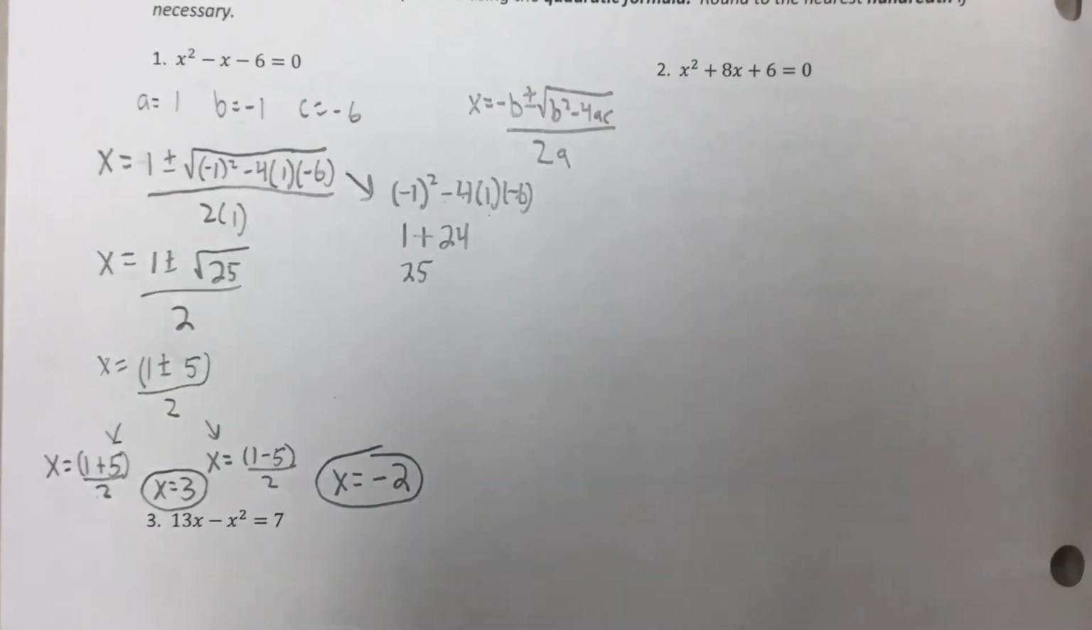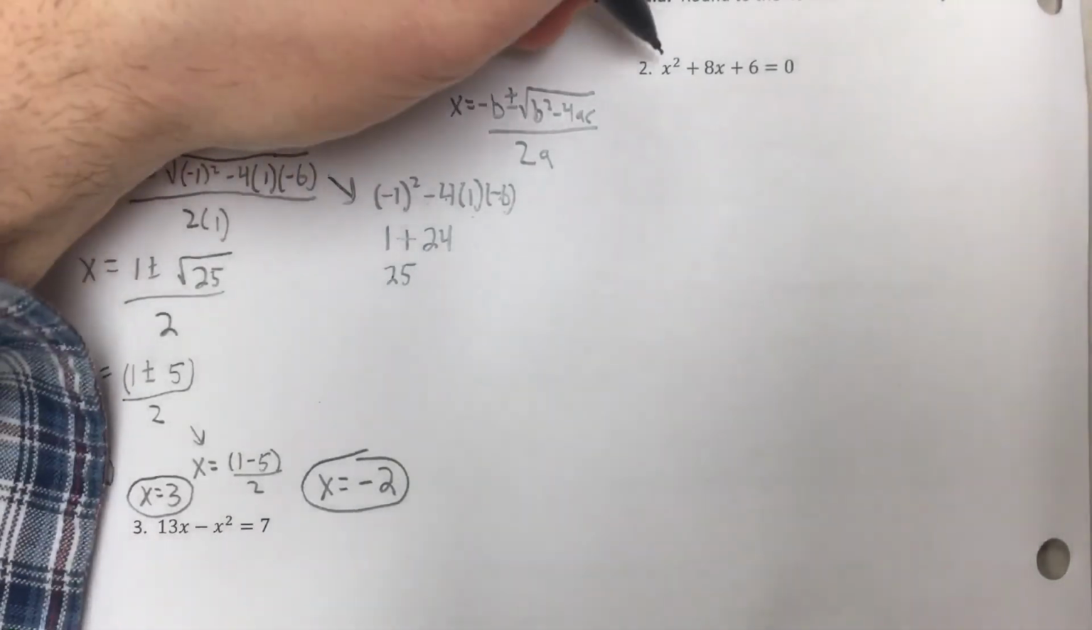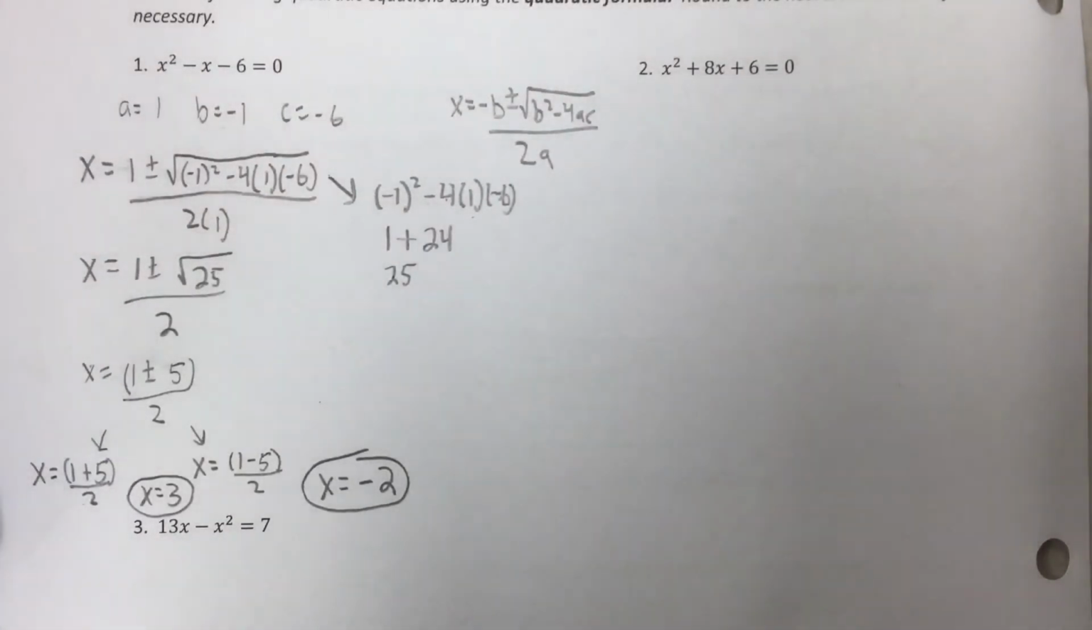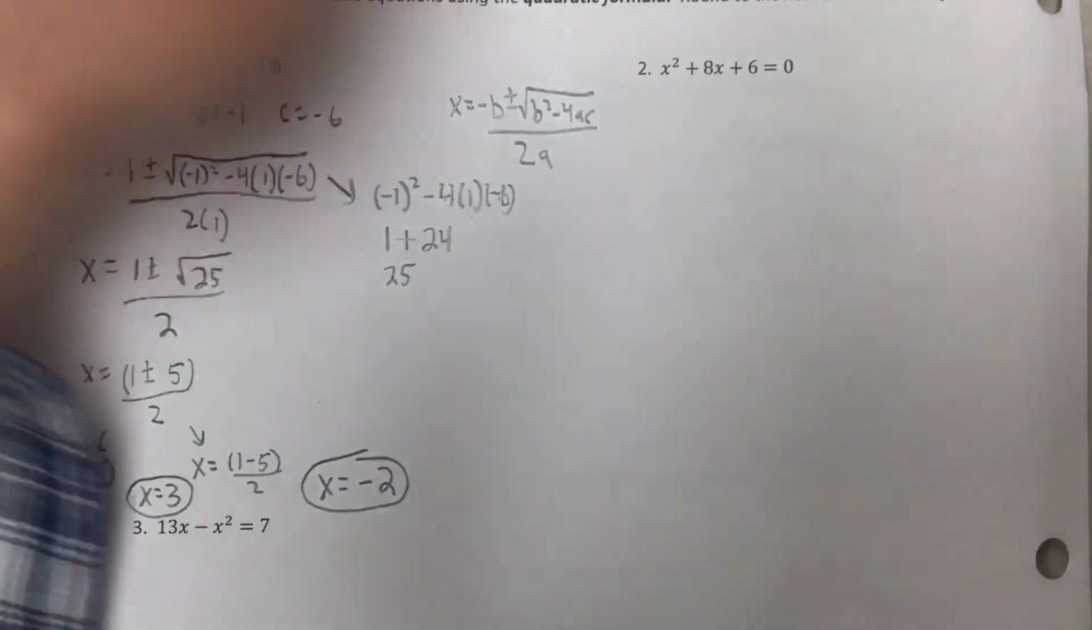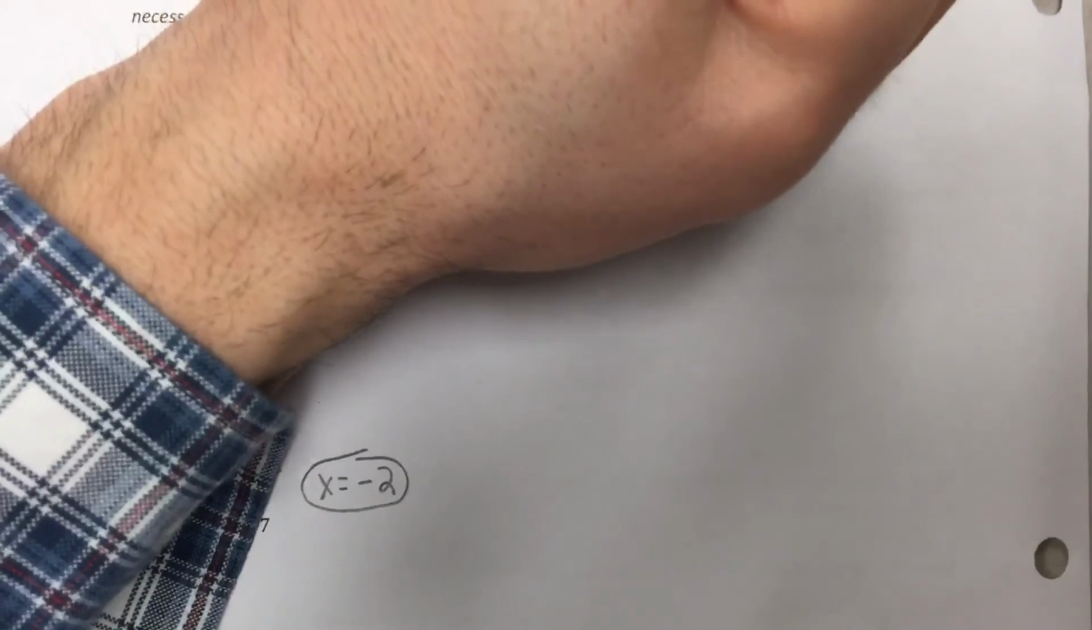Let's try one more together. All right, this is already set equal to 0, so we are in good shape for that. A equals 1, B equals 8, C equals 6.